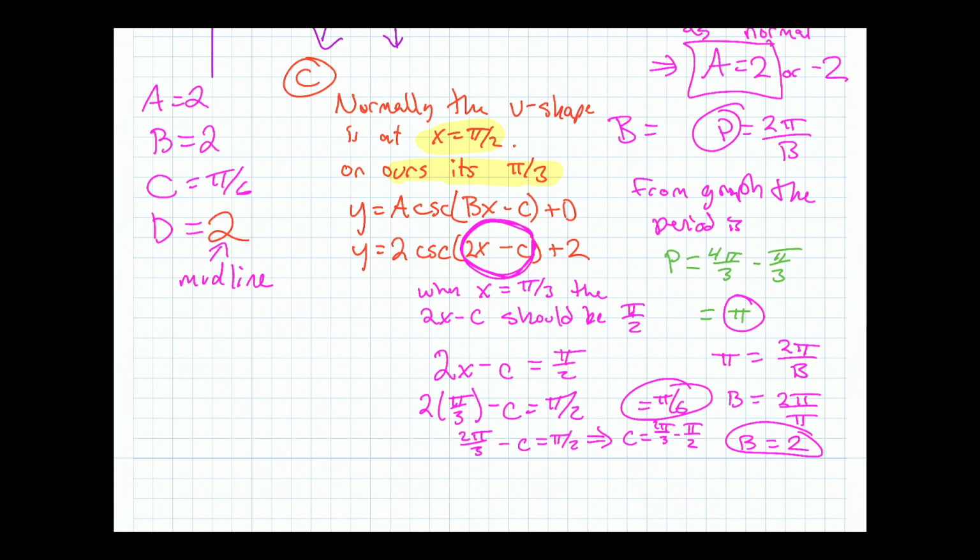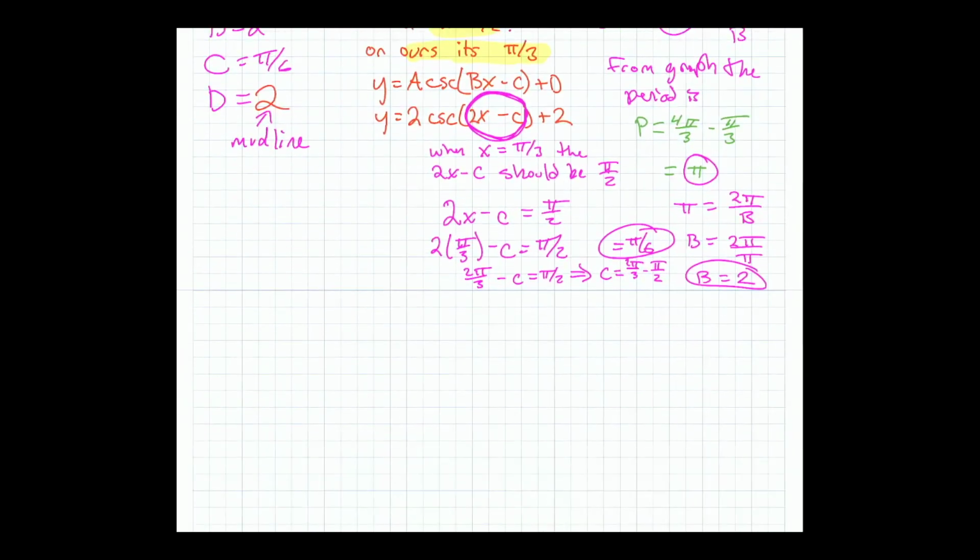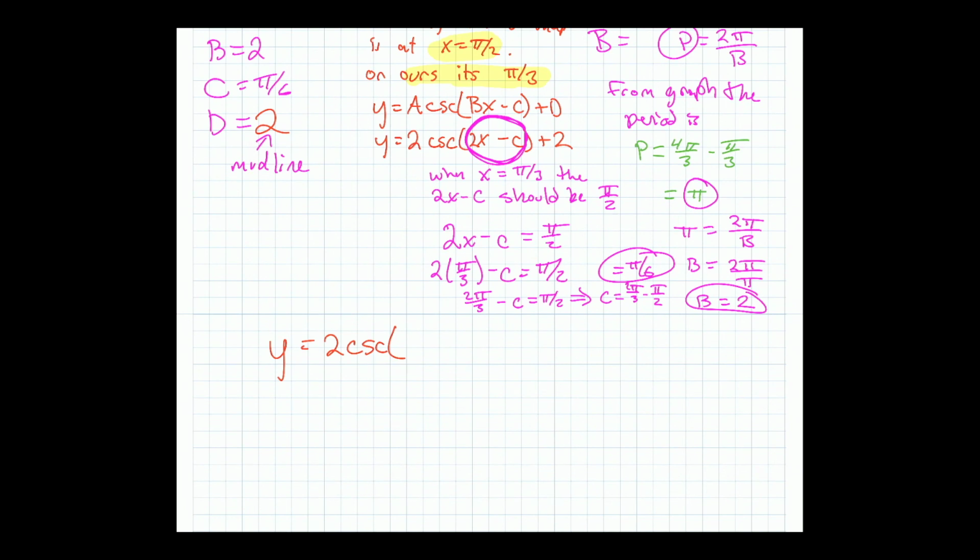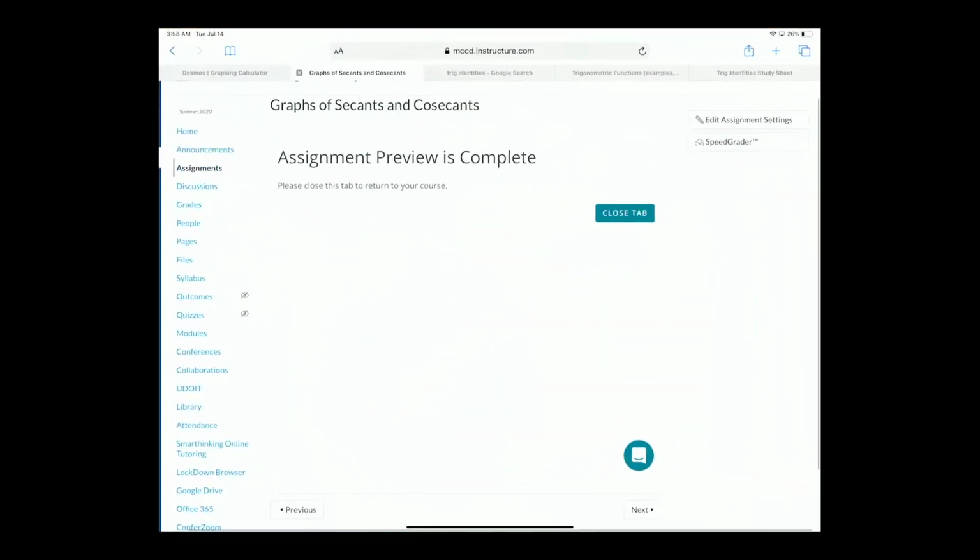Then you combine all that together, and we're going to have the equation y equals 2 cosecant, and I used the form that I wrote there. So b is 2x minus pi over 6, and then I have plus 2. And that would be my answer. Now this was not from the homework because the homework finished, but there we go. So let's look at it in Desmos at least, just to double check that it matches.